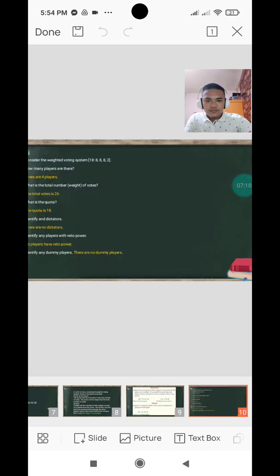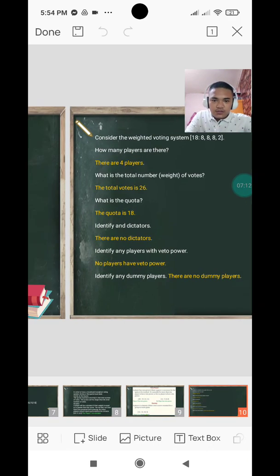Dummy: a player is a dummy if their vote is never essential for a group to reach quota. So, 16 is the quota, and the weights are 12, 10, and 2. Player 3 is a dummy because she has the smallest number in the line. So, we have a situation here.